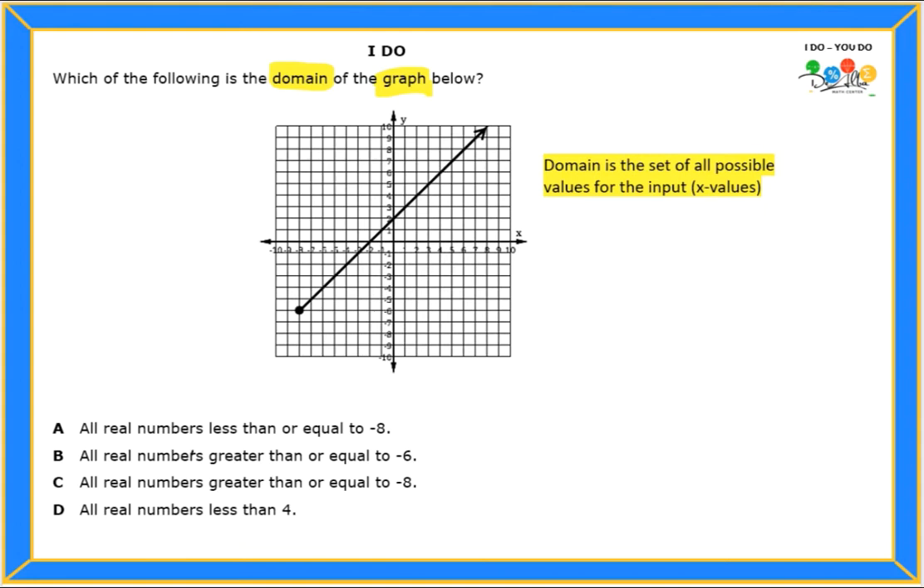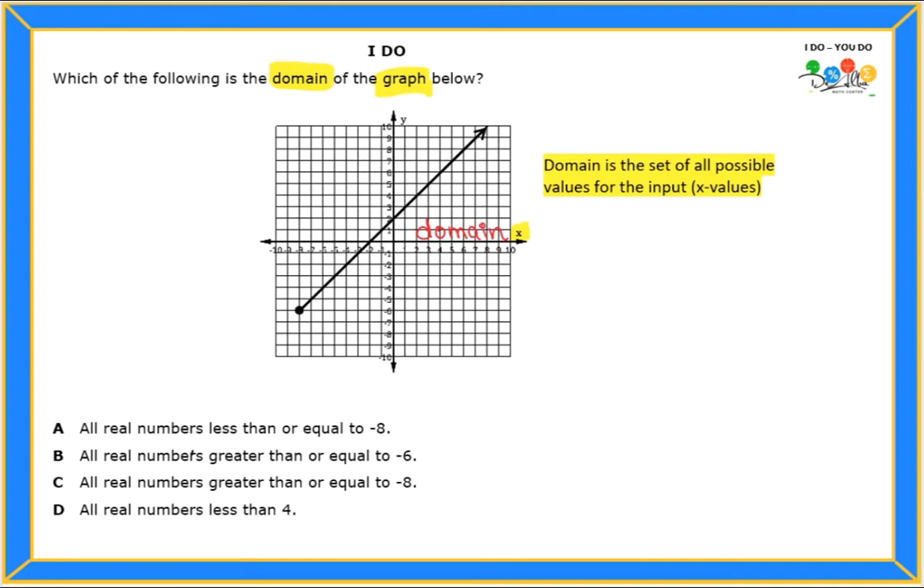So what I'm going to do is highlight just the x so that we know we're looking at that only, not the y, just the x. And I'm going to write down the word domain right here, okay? So maybe that can remind me that I'm looking at the x-axis, not the y.